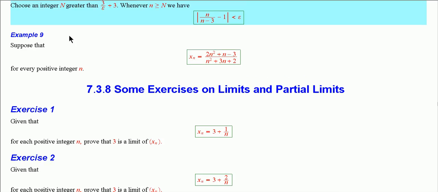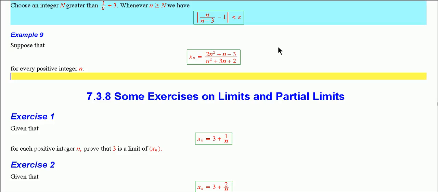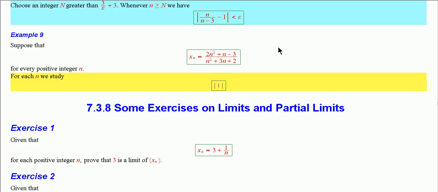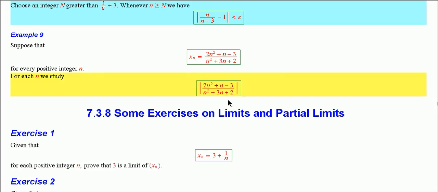And you've got a few more to get used to this idea. So let's look at this one. It's just arithmetically a little bit more messy, but the method is exactly the same. This is what we do. For each n, we study the distance between this terrible looking creature and what? Well, listen.